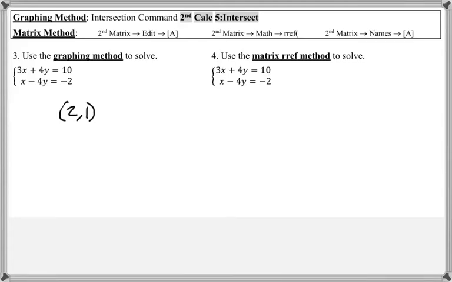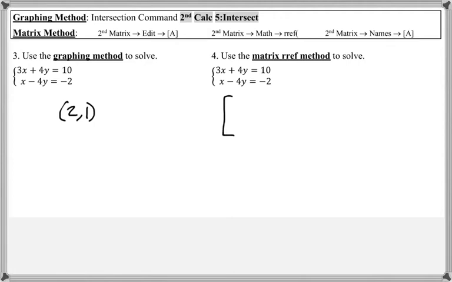Our final method is the matrix reduced row echelon form method. So we have the same system of equations, and we know that we should get 2, 1 as our answer. So this is just a different method to do this.